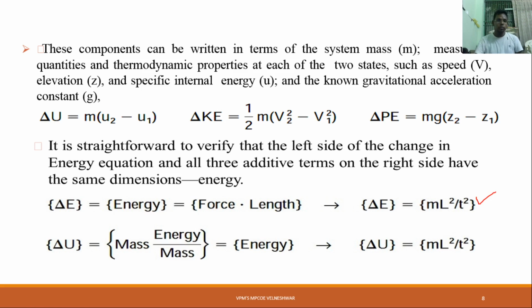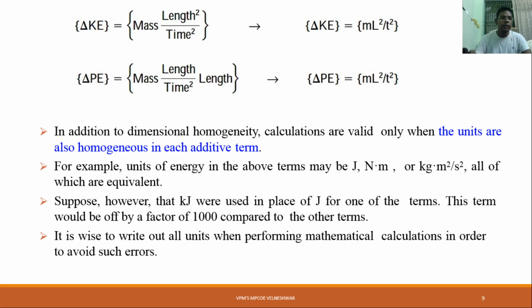Delta U is equal to mass into energy upon mass. Mass cancel, remaining is energy. Just now we have seen energy unit. What is that one? m L square by t square. Next, delta KE, that is kinetic energy. The formula is mass into length square upon time square. So here same, m into L square divided by t square. Delta PE formula is mass into length divided by time square into length, that is m L square by t square.